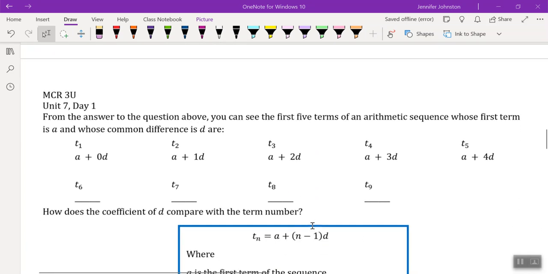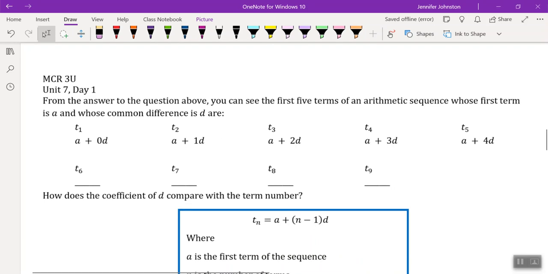At any time, please press pause, rewind, or fast forward, wherever you would like. From the answer above, you can see that the first 5 terms of the arithmetic sequence are listed here. Let's go ahead and list 6, 7, 8, 9. So here we'll have A plus 5D, A plus 6D, A plus 7D, and A plus 8D.